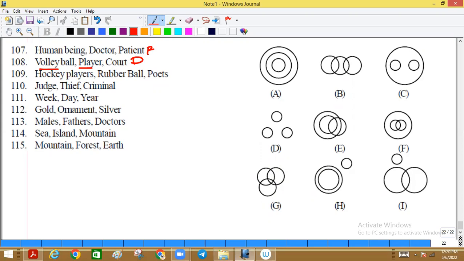109. Hockey player, rubber ball. A hockey player may play with the ball, but I can't say that some hockey players are rubber balls. That becomes wrong. Similarly, in the above question also it is the same, no? So what is the answer? 109.